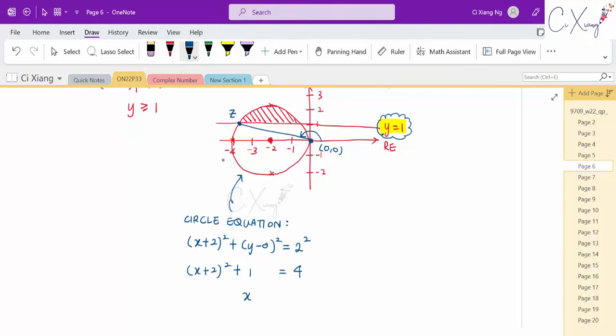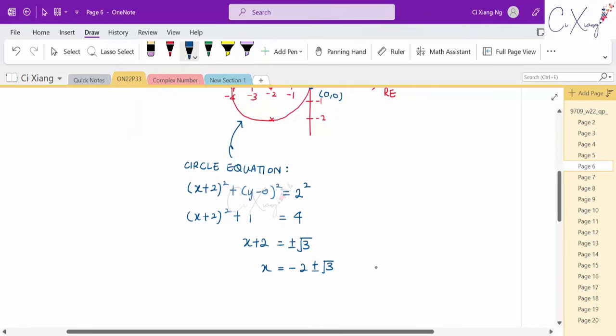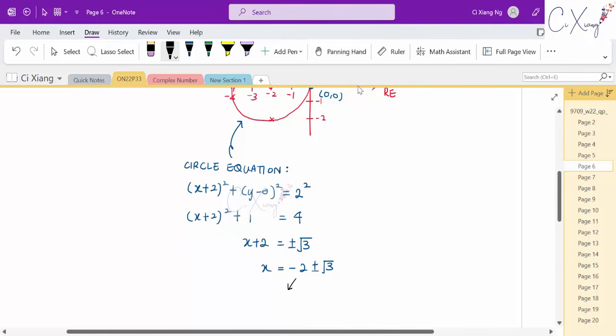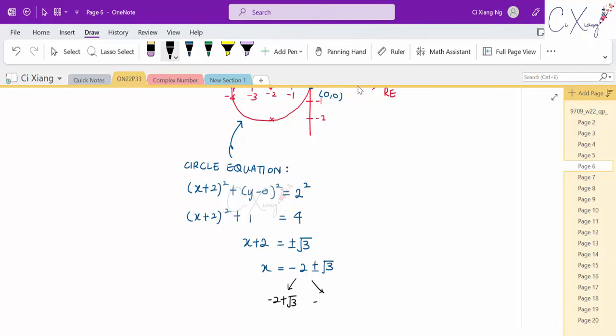Okay, then to get the x + 2, I'm having plus minus the square root of 4 minus 1, which is 3. So plus minus square root 3. Therefore, the value for x that I have here should be negative 2 plus minus square root 3. Okay, and then from here, if you want to further analyze it, I'm having two values of x. One value of x is negative 2 plus square root 3. Another one will be negative 2 minus square root 3.